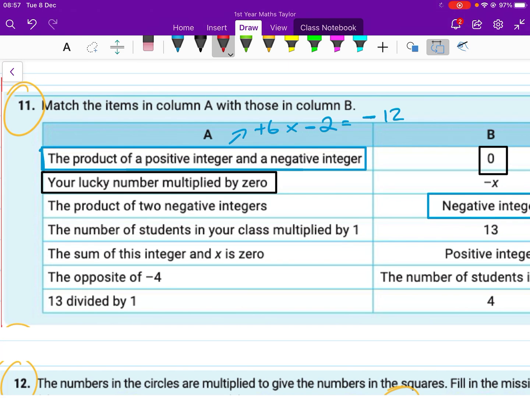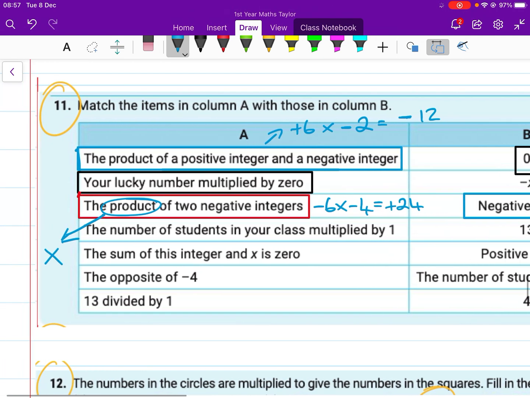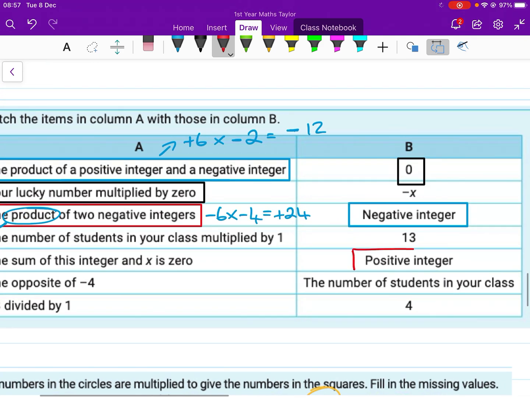The product of two negative integers. I didn't really mention it above, the word product, we talked about that in the last chapter. The word product means multiply. Okay, so if you multiply two negative numbers, so if you multiply minus 6 by minus 4, these signs are the same, so you get plus, and then 6 4s are 24. So the answer to that is going to be a positive integer.